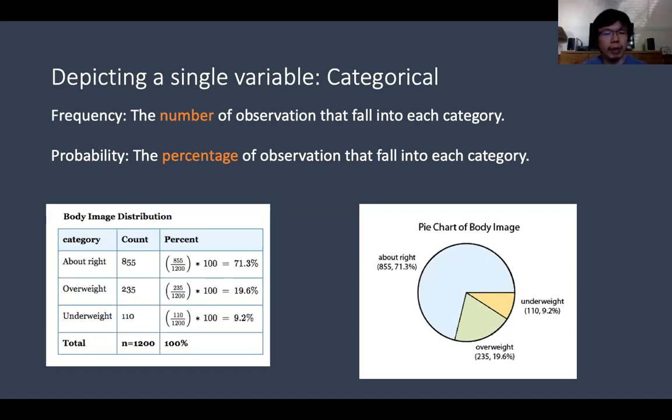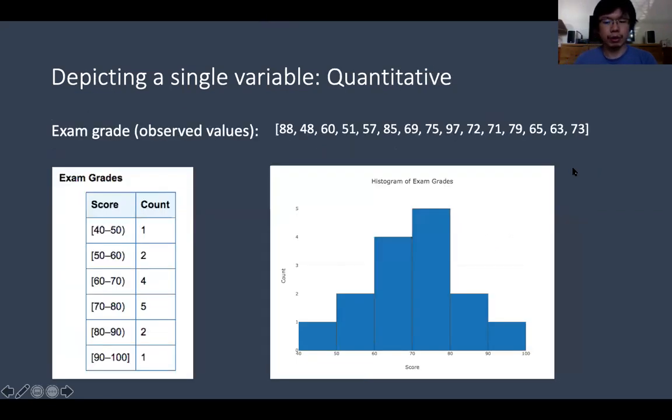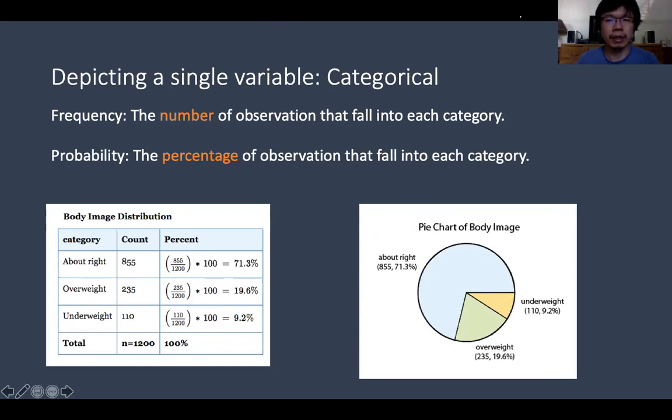So 71.3% reported that they thought their body image is about right. And that percentage can also be understood as a probability, in that if we randomly choose an individual from this sample, let's stick with the sample for now, just from this data, there is a 71.3% likelihood or probability that the randomly selected individual will report about right, and a 19.6% probability that this individual reported overweight. So this is just a very straightforward way of converting a percentage into a probability.